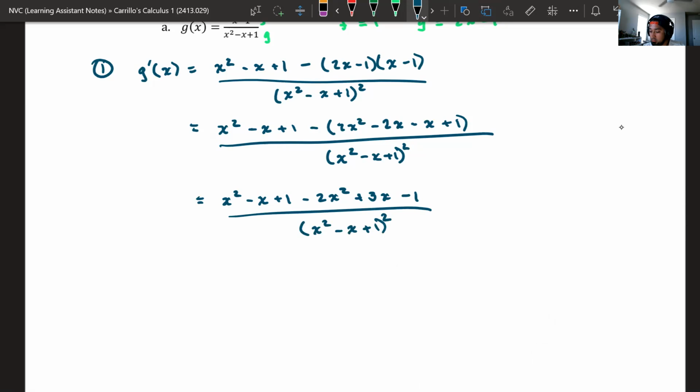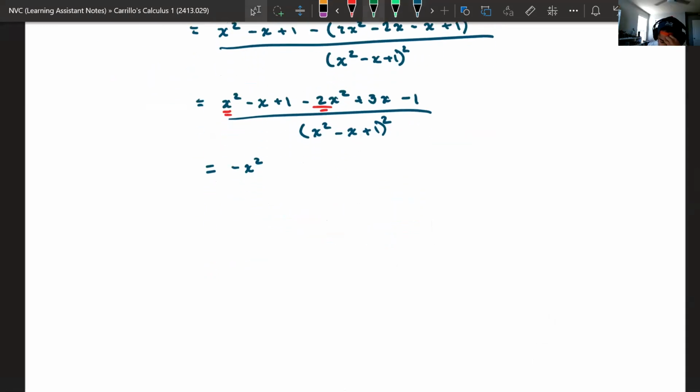Now I just look to combine like terms. So I have an x squared and a negative 2x squared. So that's just going to give me a negative x squared. I also have a negative x and a positive 3x. So it's going to be a positive 2x. And then lastly, we have 1 minus 1, which is 0, all over our denominator, x squared minus x plus 1 squared. So there's our derivative.